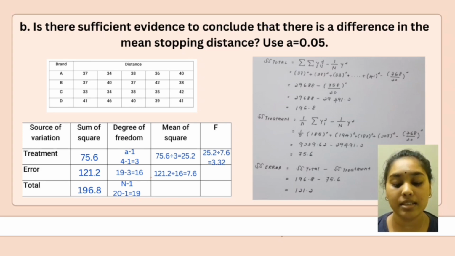So we already have SS total and SS treatment. Now finding the error is really easy, because it is SS total minus SS treatment, which is 196.8 minus 75.6 equals 121.2. So now we have completed the sum of squares.